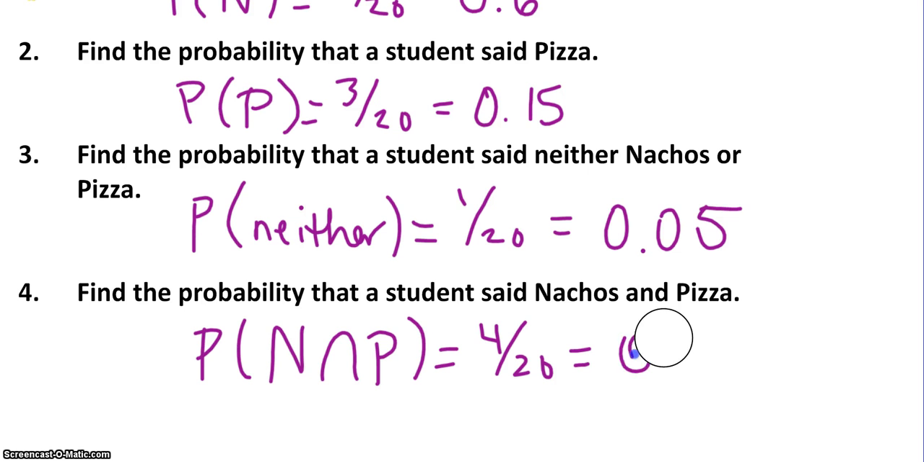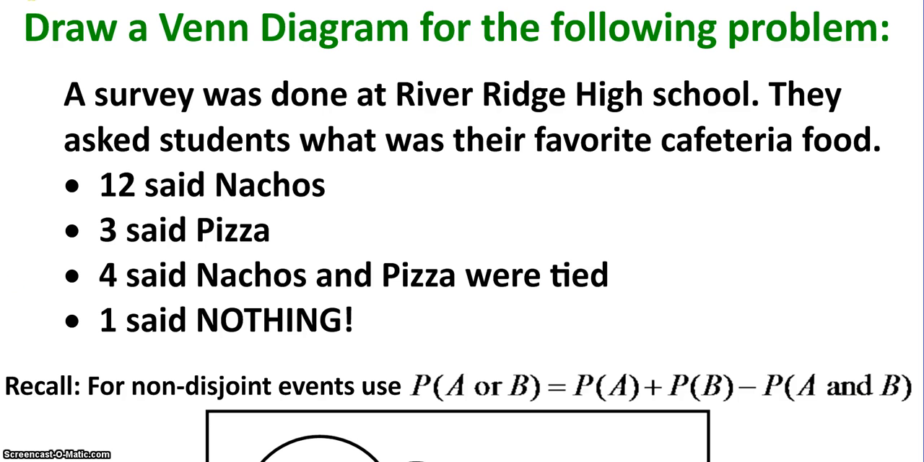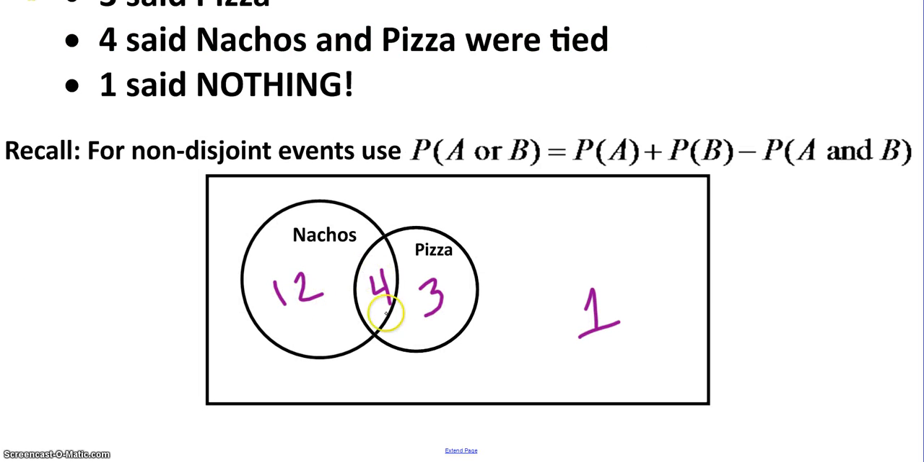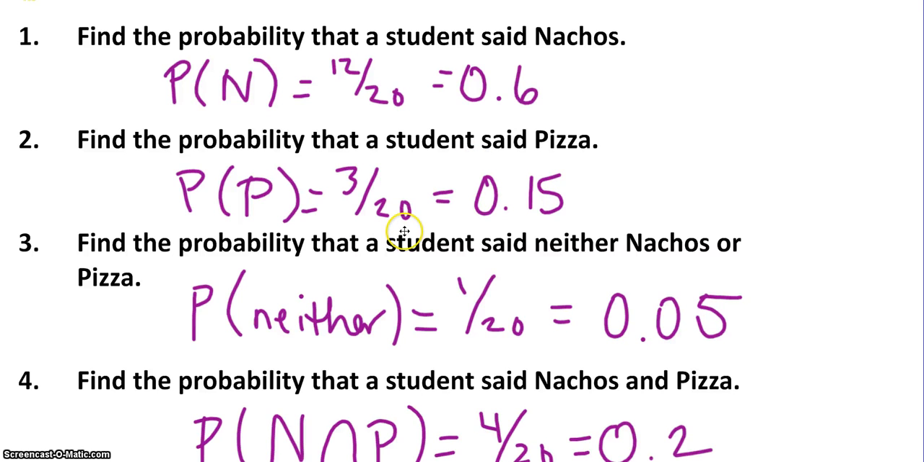Now, some of you are probably wondering where the 20 is coming from. If I go back and look at my Venn diagram, I notice that I have 12 plus 4 plus 3 plus 1. So we have 12, 13, 14, 15, 16, 17, 18, 19, and 20. We have polled 20 students. That's why the bottom number is 20 for all 4 of these probability problems.